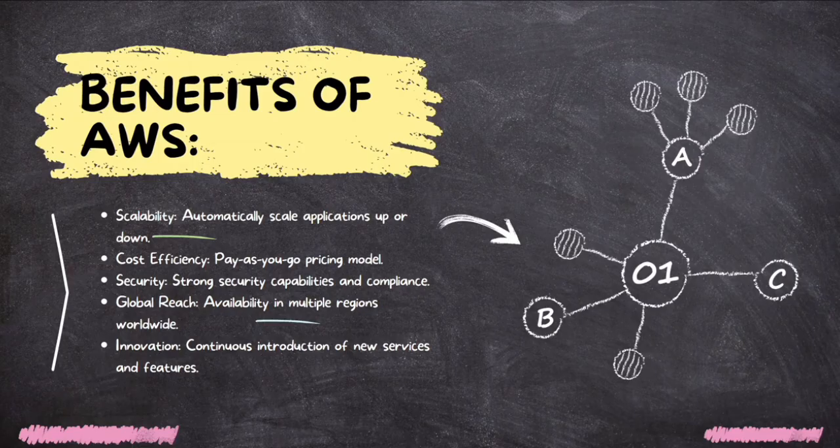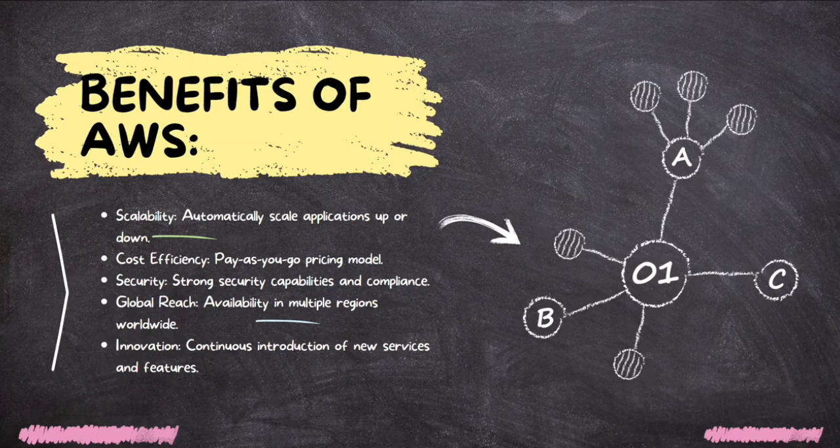Then we have cost efficiency, with pay-as-you-go pricing models. You will find a lot of models online and in AWS, but it depends on what you want to make or what model you want to use. The higher the services are, the higher you pay. The lower the services are, the lower you pay. But it doesn't mean that paying less is going to be bad. It depends on what type of service you want to make out of AWS.